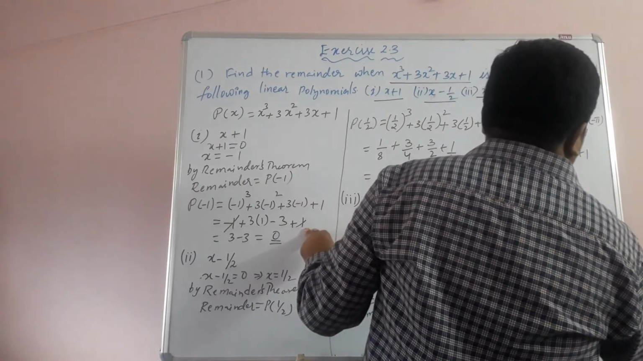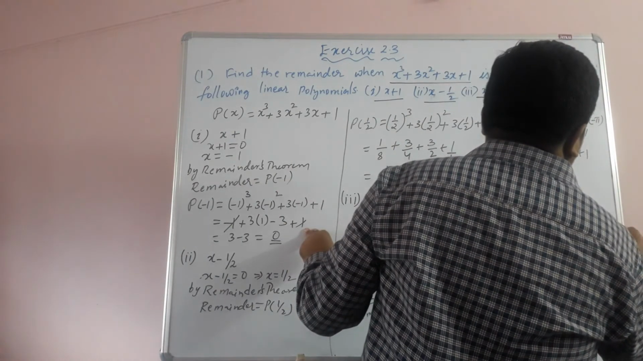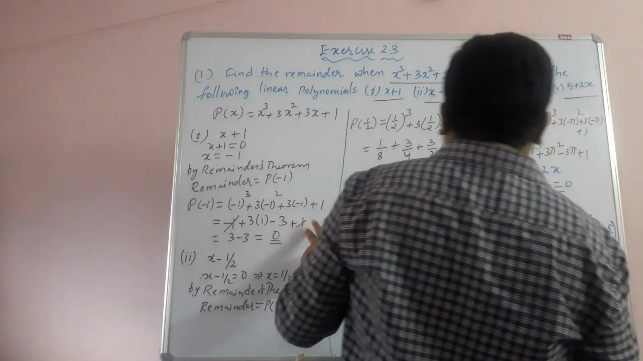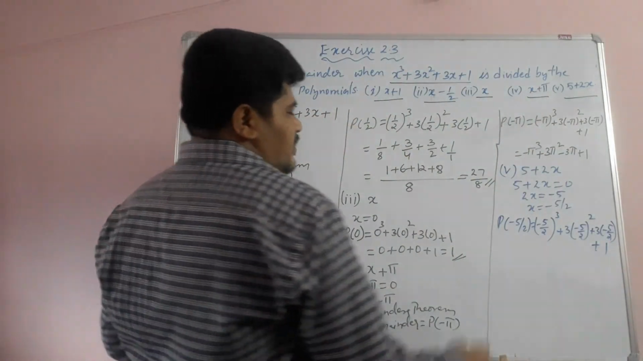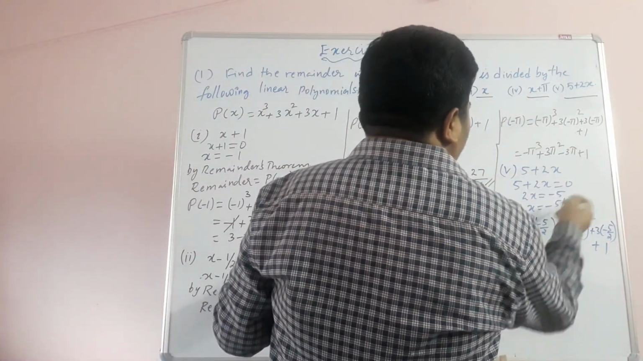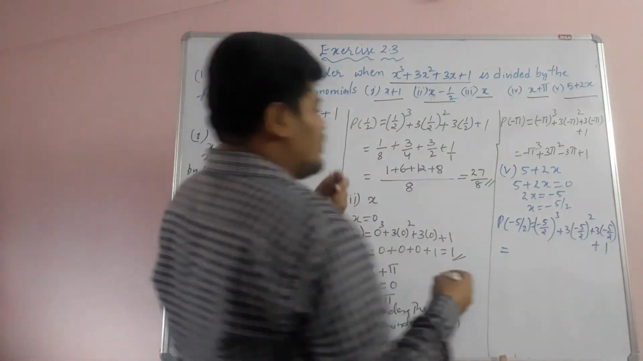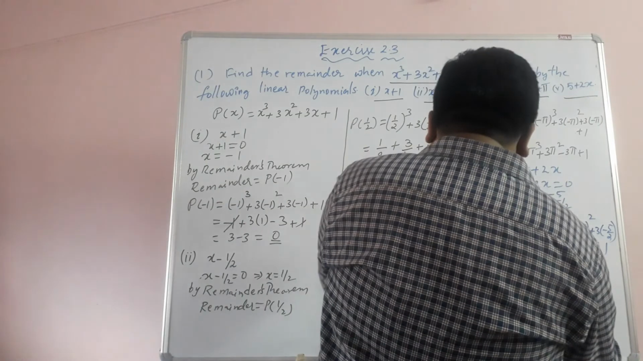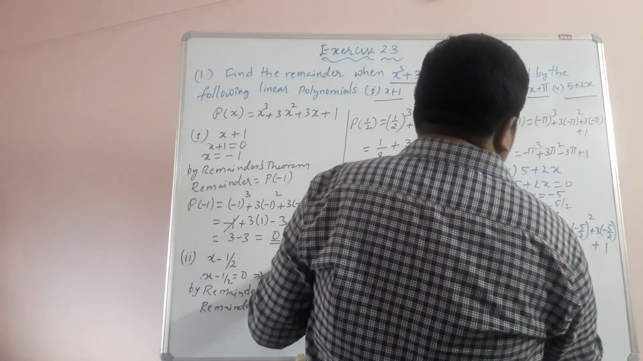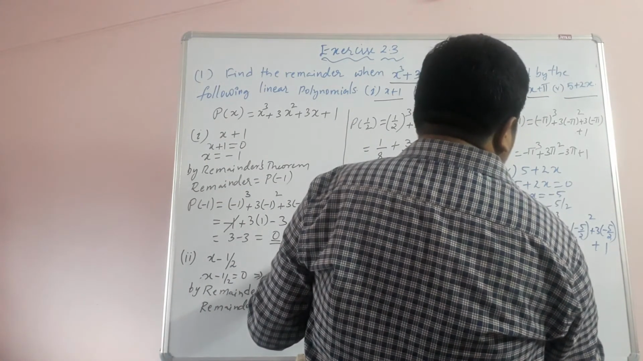Means plus 3 into minus 5 by 2 plus 1 plus 1. It's constant. So now children, simplify. Minus 5 by 2 cube. So negative to the power of odd number is minus. So this will be minus 125 by 8. Okay, so minus 125 by 8.